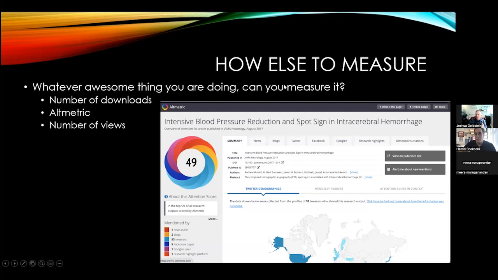How else to measure? You do not have to be enslaved to impact factors. If you think there's a better way to measure it, know that, capture it, and then you put it on your CV when you go up for promotion. Number of downloads. What's your altmetric? Those of you who aren't familiar, this is a way to measure. So I just put up one of my papers, and it says how often it was mentioned in news outlets, blogs, tweets, Facebook pages, etc.